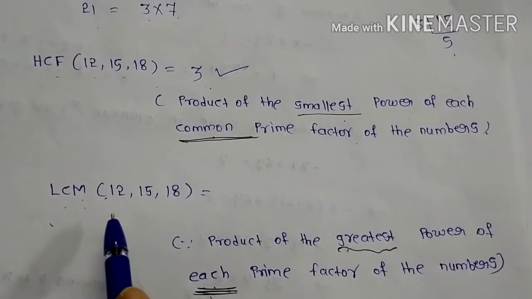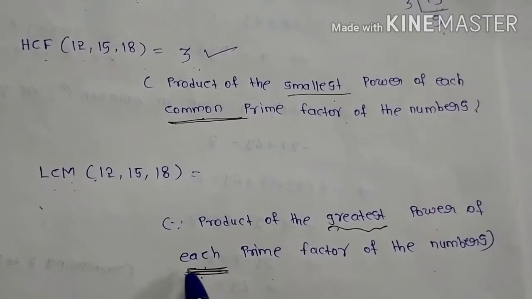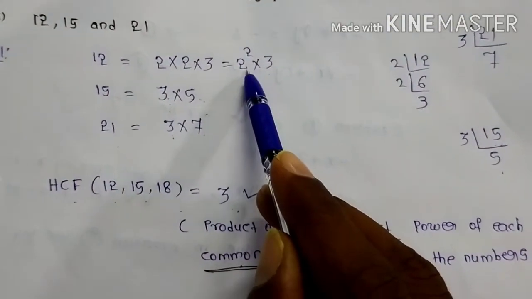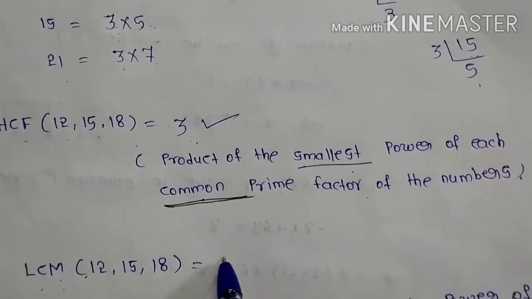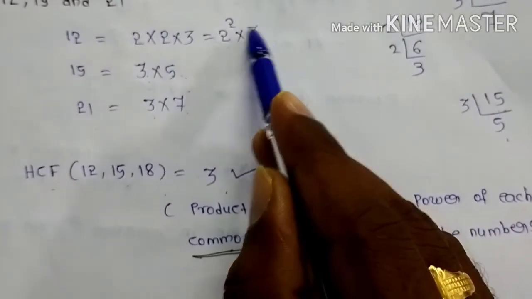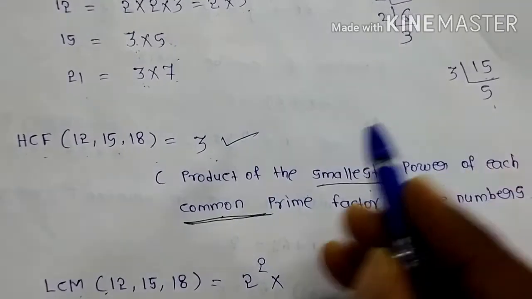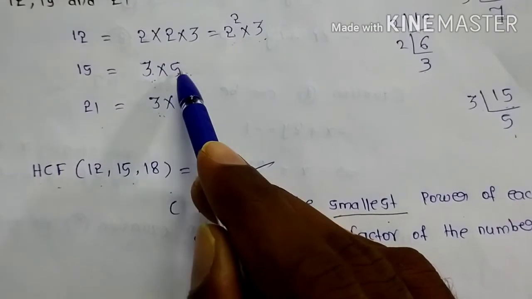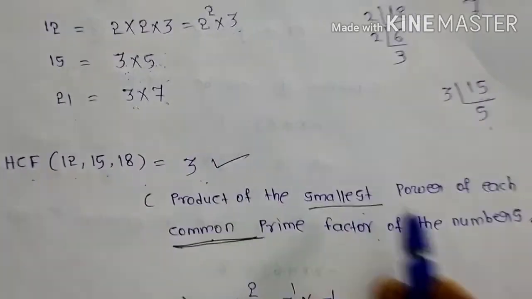Now consider the LCM, the product of the greatest power of each prime factor. In this one, what is the highest power? 2 is available as 2 square, so you write 2 power 2. Next, 3 power 1 here, 3 power 1 here, 3 power 1 here. The highest is 1, all are common, so consider 3 power 1 only. Next, 5 is available; the highest power is 5 power 1 only. Here also 7.